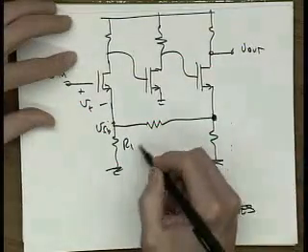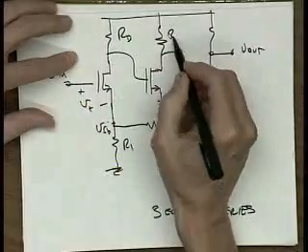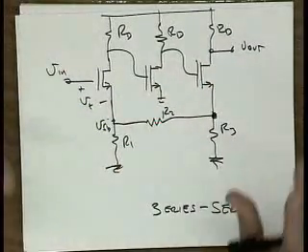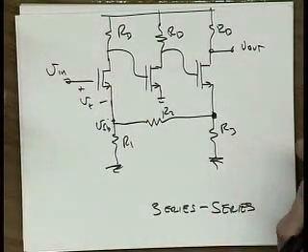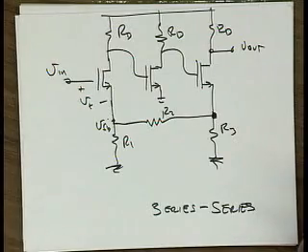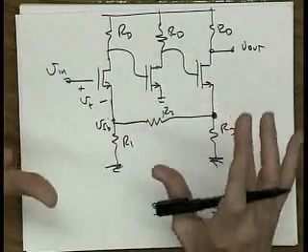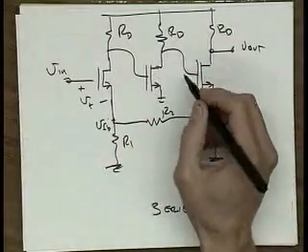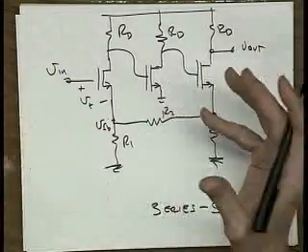Let's call this R1, R2, and R3. We'll call these RD. Here's a whole different way to calculate loop gain. Okay? It's called the break the loop technique. What you can do is you can go in here. And this is the tricky part. You've got to break the loop at a spot where you're not changing the loading effects.